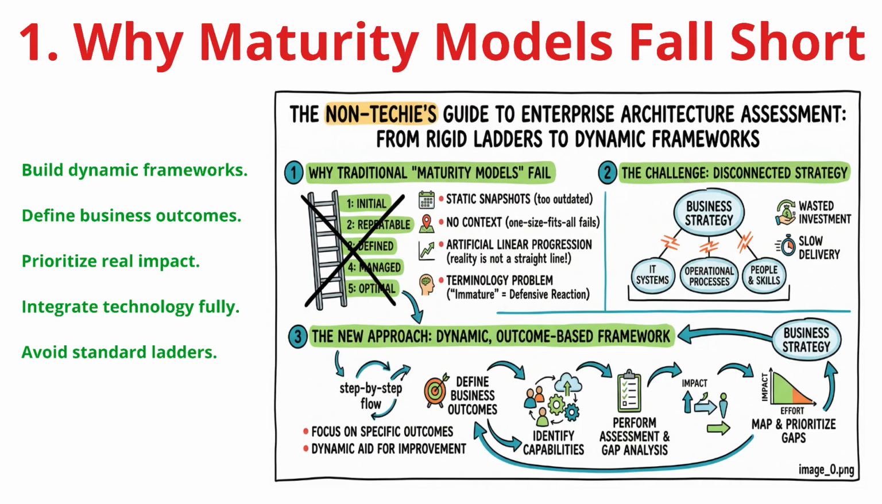Next, we identify the specific capabilities, the people, tech, and processes required to get there. Then, we look for gaps and perform an assessment, comparing where you are to that target. Finally, you map and prioritize these gaps based on effort and impact, always feeding back to your core business strategy. Stop climbing standard ladders and start building a smart, customized bridge to your outcomes.